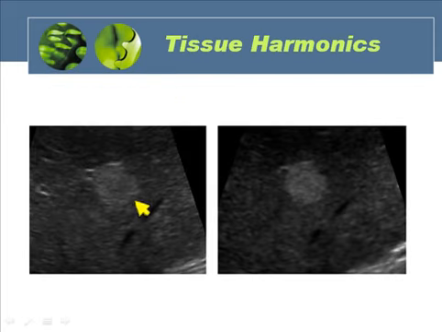Let's look at that liver mass again, both with fundamental imaging, which is an image without harmonics, and using tissue harmonic imaging. Notice that while we are able to see the mass adequately on this patient, the difference in contrast resolution is striking. Also notice that the image with the harmonics has much more well-defined borders.